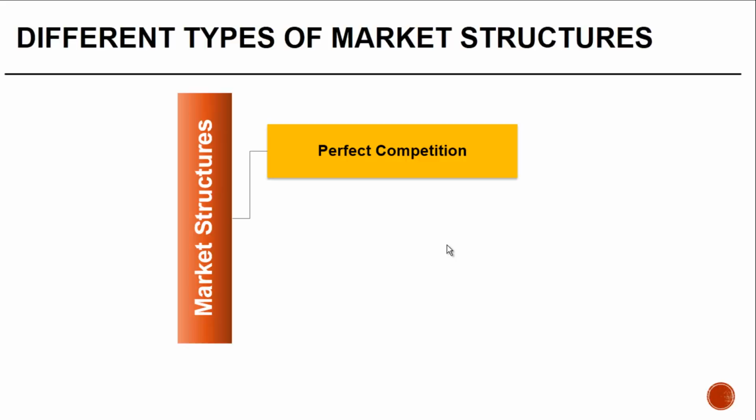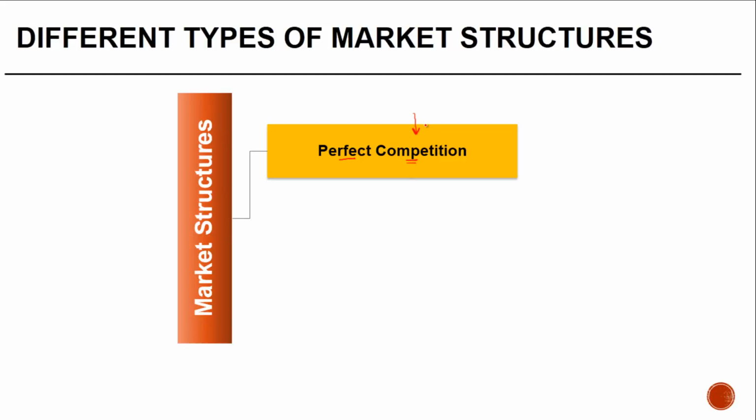The first type of market structure is perfect competition. Now we are going to discuss all these market structures, their characteristics, the advantages and disadvantages during the course of our discussion. But for now, let's briefly understand what each one of them stands for. The first one is perfect competition. Just like the word indicates, perfect competition. When can a competition exist?